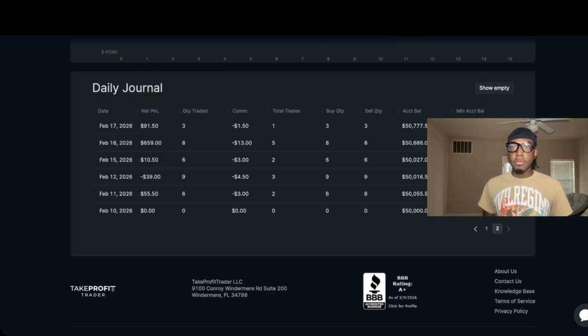I don't really count that day because, like I said, I was trying something out with my trade simulator and I just so happened to lose $39. Whoop-de-doo, it's whatever. I don't really count that day because I didn't actually trade. But as you can see, I do have some days where I have $10.